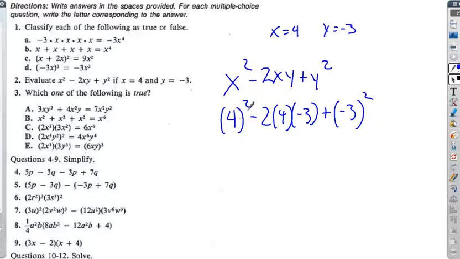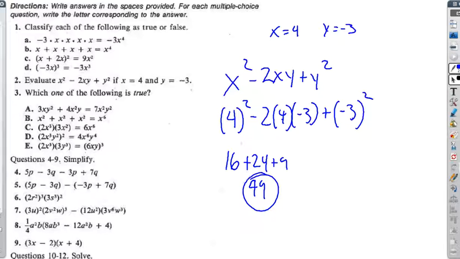So 4 squared is 16. Negative 2 times 4 times negative 3: negative 2 times negative 3 is 6. 6 times 4 is positive 24. And then negative 3 squared is negative 3 times negative 3, which is a total of positive 9. So let's add these together. I have 16 plus 24, which is going to equal 40. 40 plus 9 is 49.